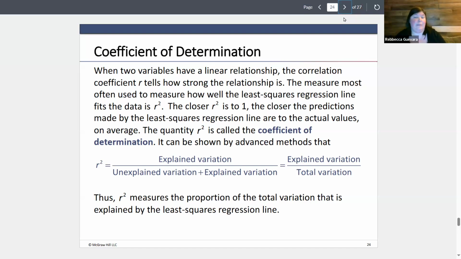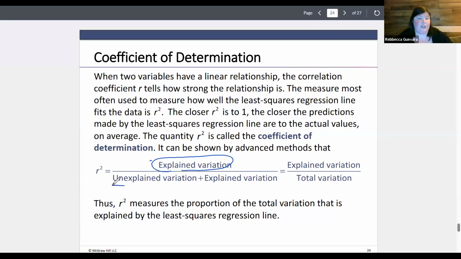And it can be shown by advanced methods that R squared is going to be your explained variation over your unexplained plus your explained. So it's your explained variation divided by your total variation. Thus, R squared measures the proportion of the total variation that is explained by the least squares regression line.